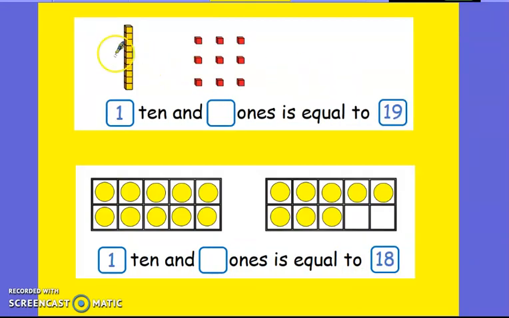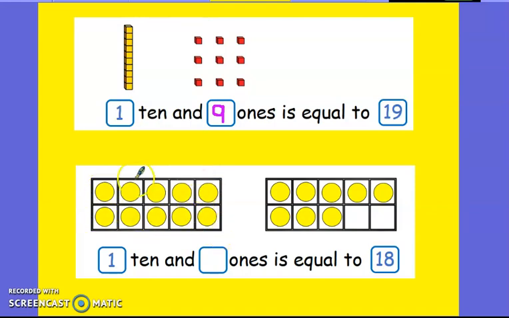Let's have a look. So we've got 1 10, and how many 1s is equal to 19? Let's count them. 1, 2, 3, 4, 5, 6, 7, 8, 9 1s we've got there. So 1 10 and 9 1s is equal to 19.